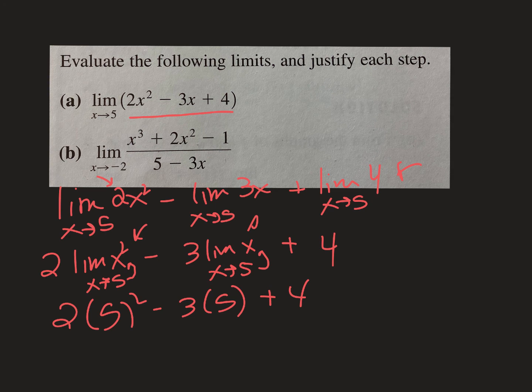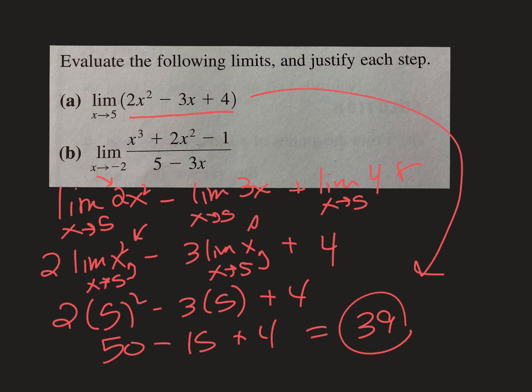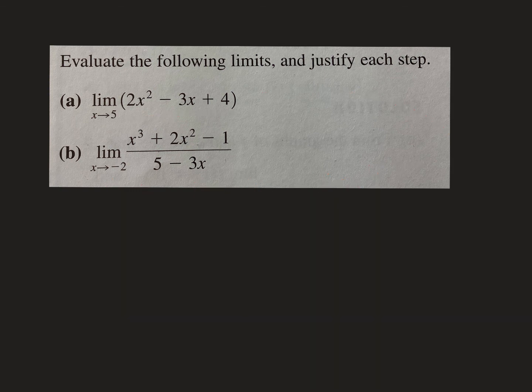And then I'm going to work it out. 5 squared is 25 times 2. That's 50. That's 15. That's 4. That's going to be 39. So the limit, that big limit right here, is 39. All right, using those special rules. All right, let's look at another one here.